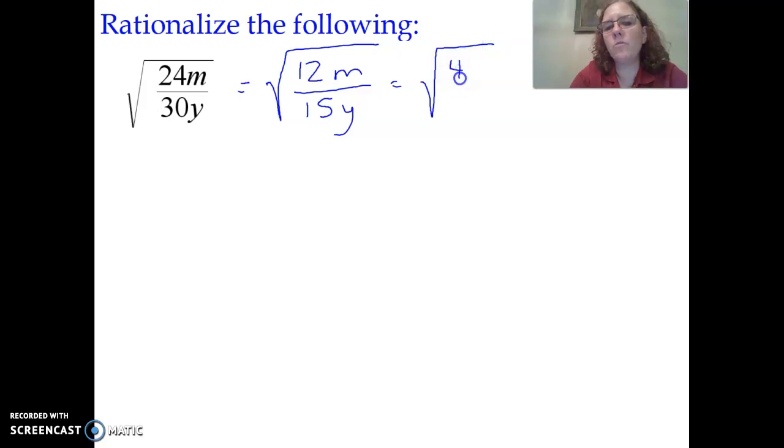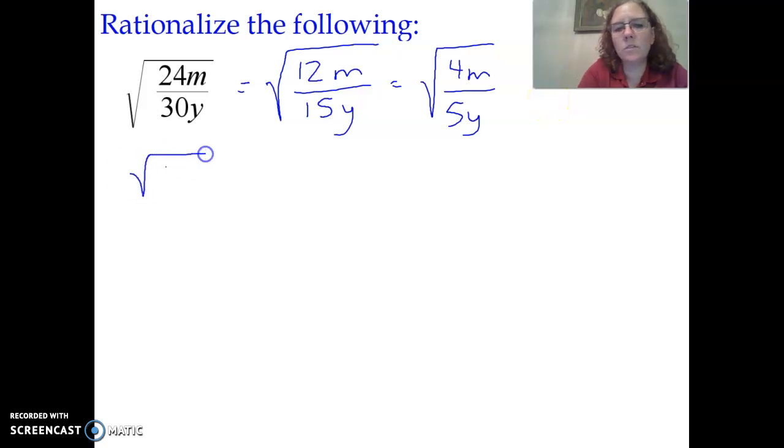3 goes into 12 4 times. 3 goes into 15 5 times. Okay, so now m and y are not the same. I can't cancel anything there. 4 and 5, nothing is common to those except 1, so I can't cancel anything there. So far, that's the simplest I can get it. All right, so now I'm going to split it into 2 fractions.